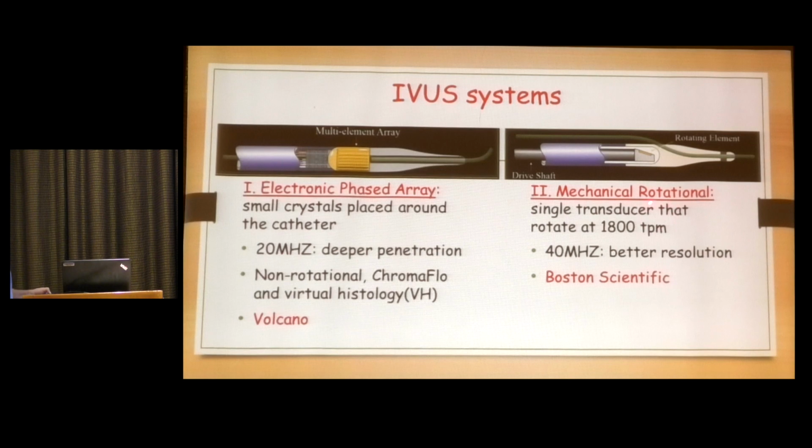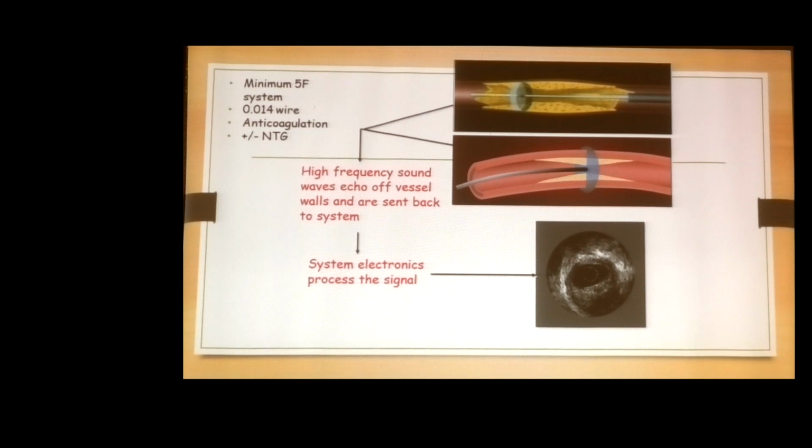The other system, which is the rotational system, where the single crystal is there and it rotates at 1800 RPM, and it goes very fast and gives you better resolution, but on the other hand has its own issues. One of the issues we have with that, because it's rotational, it vibrates. You see much more spasm with this system than what you see with this system, and there is certain artifact that you see with this one, you don't see with this one. We're going to talk about it. This is the example of this one, the Boston Scientific system.